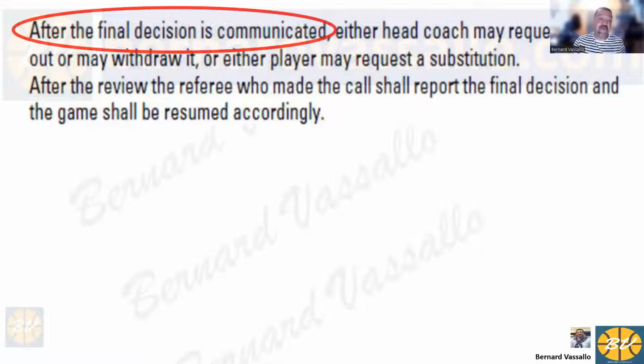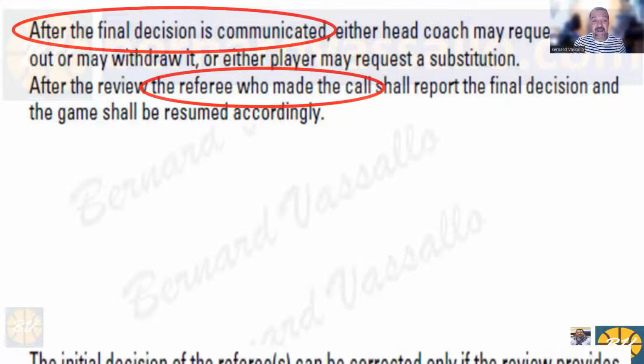Of course, after that there is a review. The referee who has made the call must then go back on the court and report to the table officials the outcome of the review, whether to stay with the decision or to change the eventual decision.